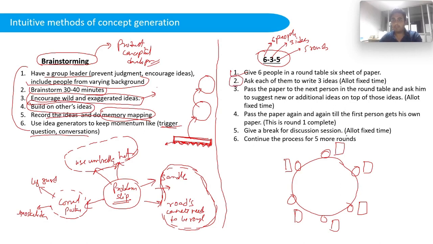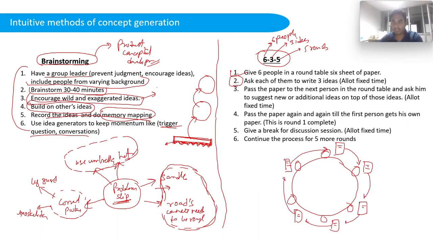The second step is to ask them to write three ideas, and you allot some fixed time for that. For example, you give 5 minutes to all the participants to write down three ideas for this particular problem, this slip problem. Each of them will write their individual ideas without discussing with each other, and next you ask them to pass the paper to the next person. You can consider either a clockwise rotation of the sheet, or anti-clockwise.